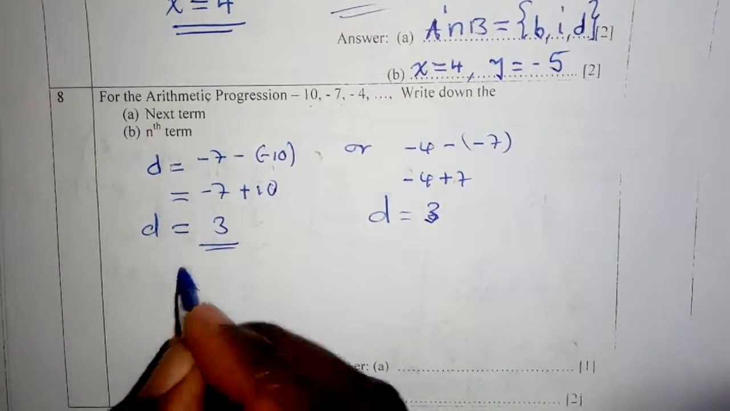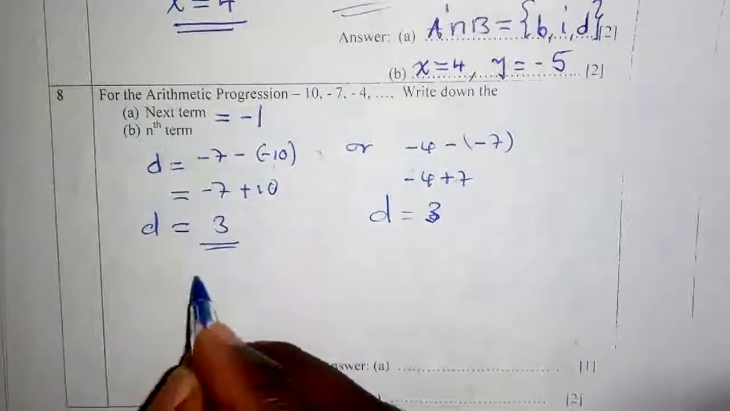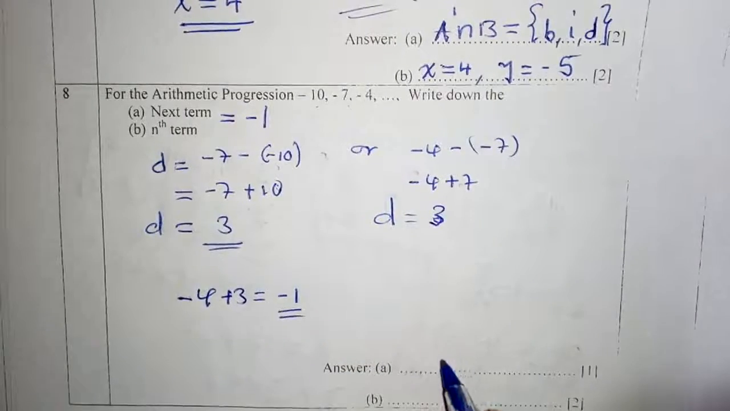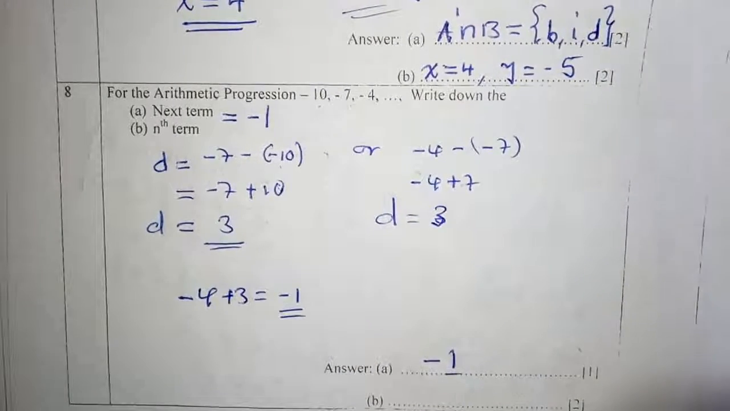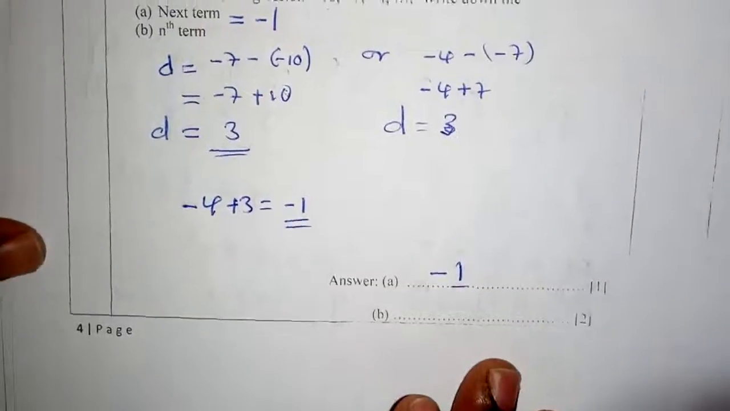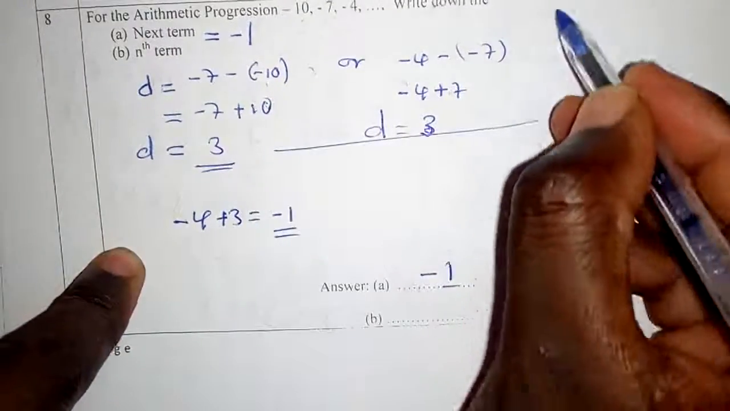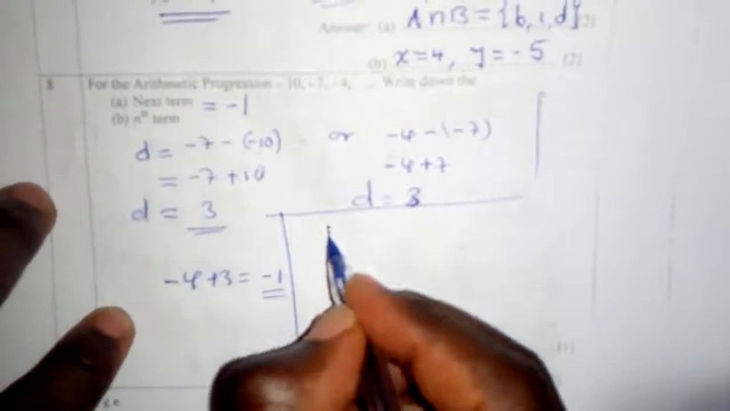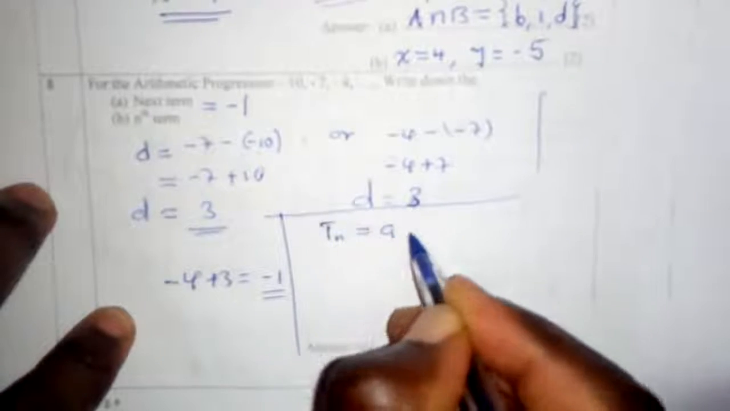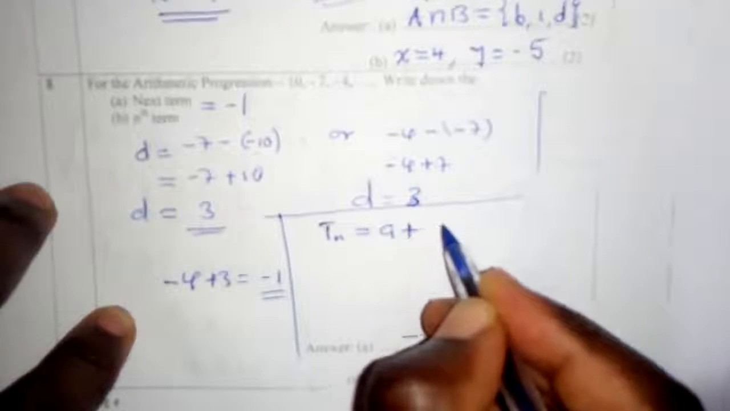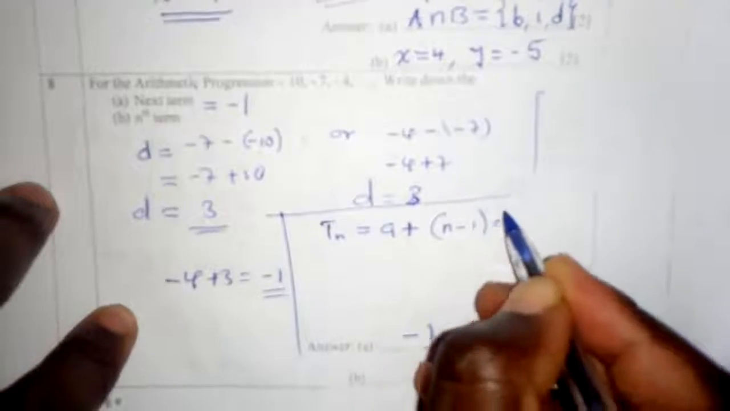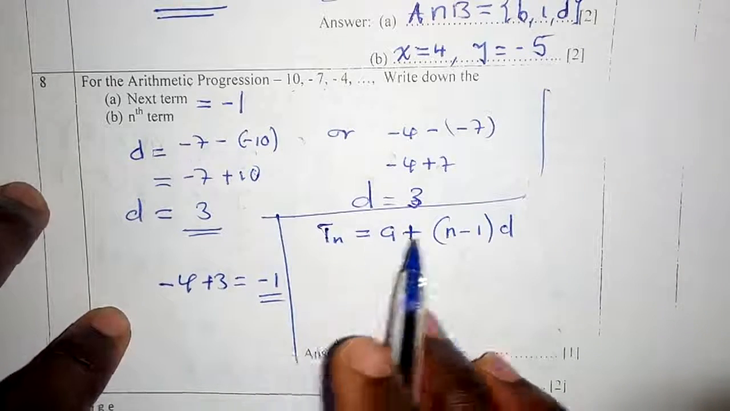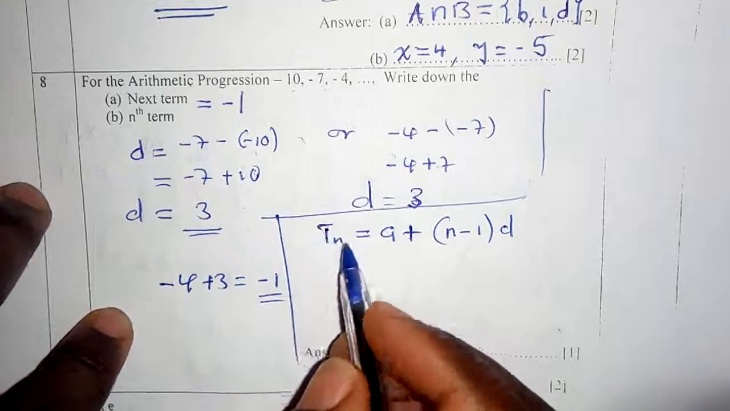We'll get the next term, which will be negative 1. It will be like negative 4 plus 3, which is equal to negative 1. So our next term will be negative 1. And then the same, we find the nth term, which is B here. For us to find the nth term, we use the formula for the term, which is like this. This is the formula. If you don't know it, go through one of my videos, you may find this formula. I think I've talked about it.